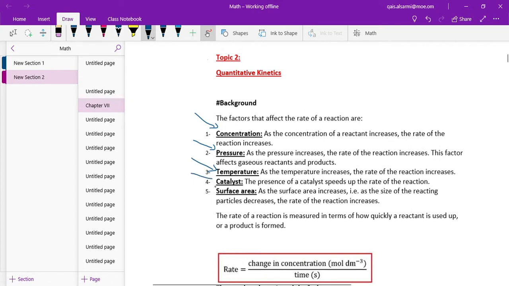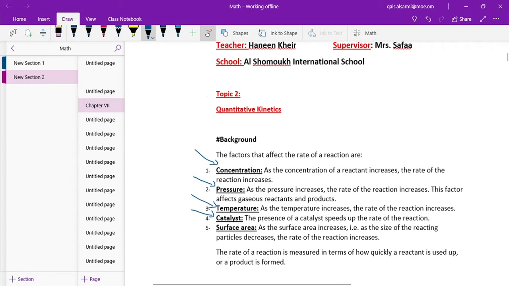The fourth factor is the catalyst. Using a catalyst provides an alternative pathway with a lower activation energy. Therefore we have a higher proportion of particles that are colliding with the minimum activation energy.